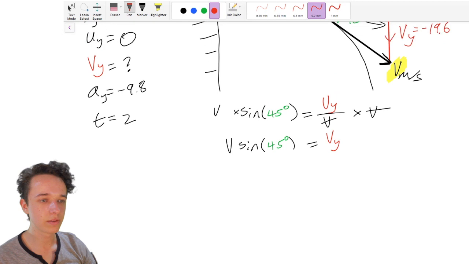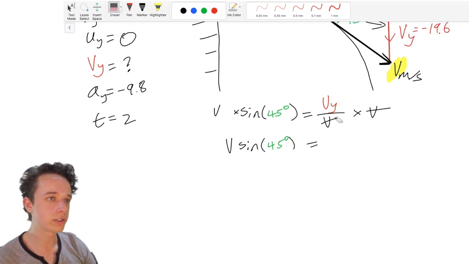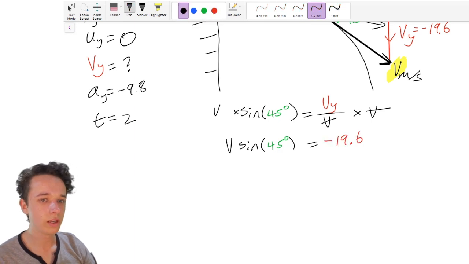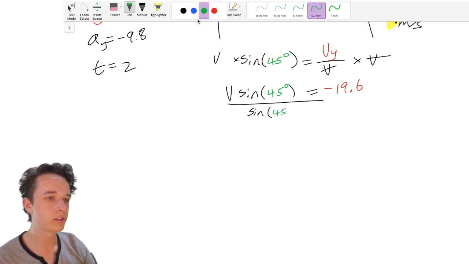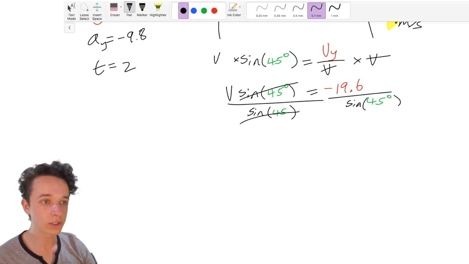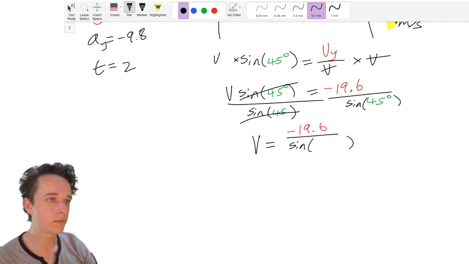And what does this Vy equal to? Well, we know it equals negative 19.6, so I'll just replace that. And now if we want V on its own, we can divide both sides by sine of 45 degrees. And then this sine 45 will cancel out with this sine 45 and we'll be left with V equals negative 19.6 divided by sine 45 degrees.